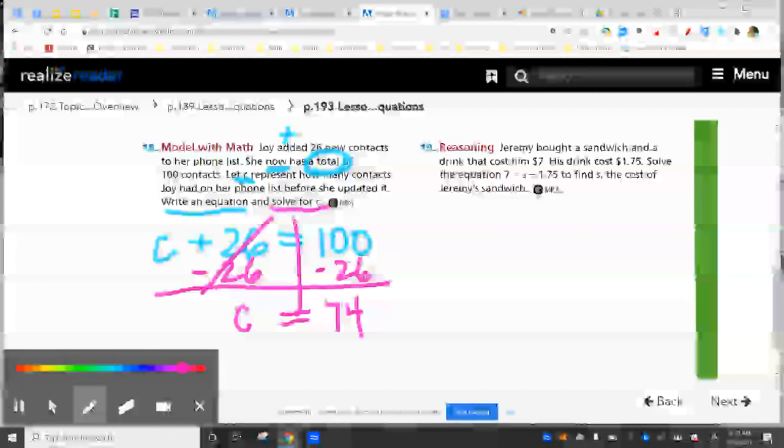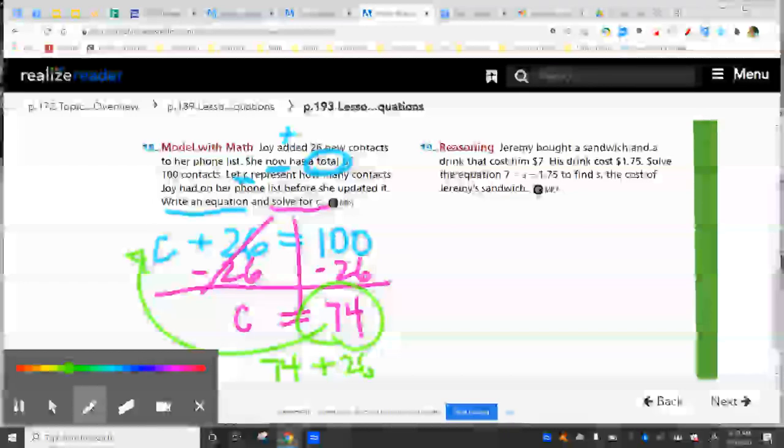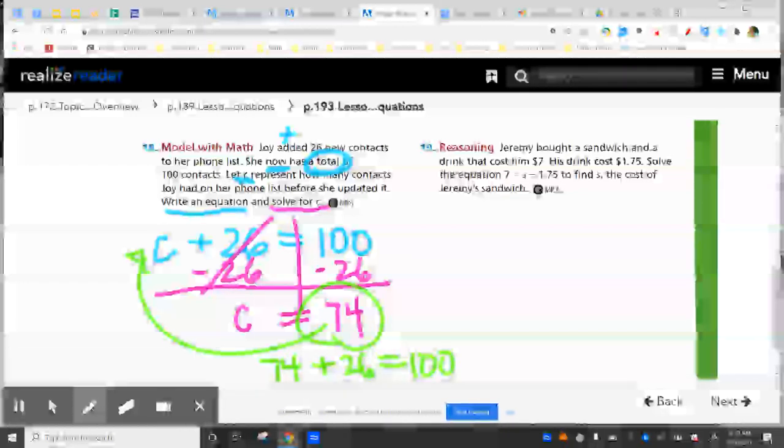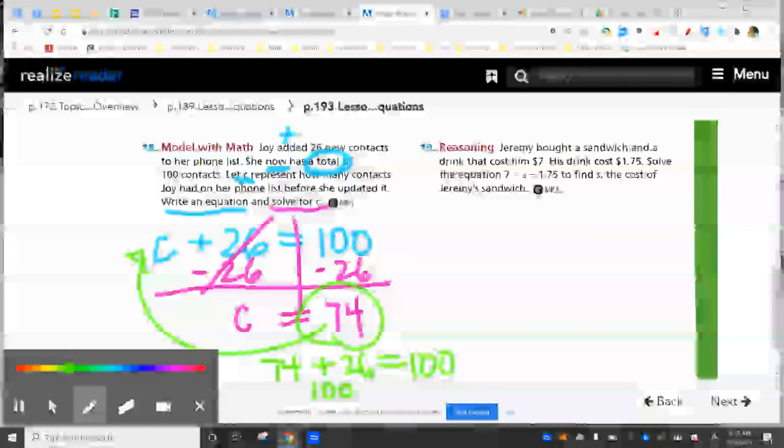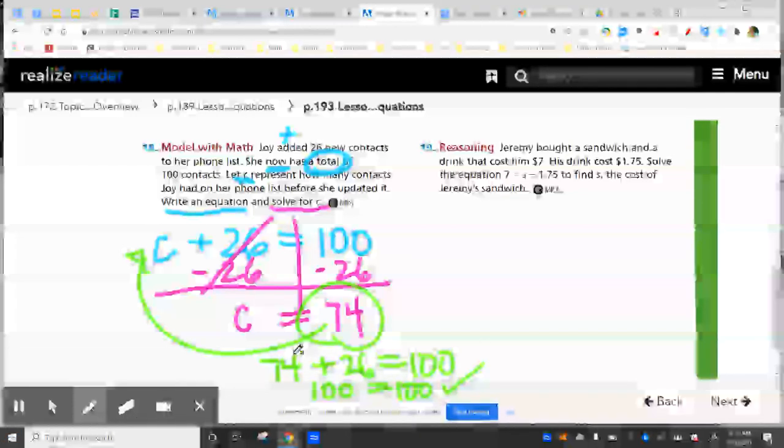Last step in equation solving is to substitute and be sure your answer is right. So you would take this 74, substitute it back in here for C, and make sure 74 plus 26 is equal to 100. 74 plus 26 does give you 100. That's supposed to be equal and balanced to 100. So check, that is your step to make sure that 74 is your correct answer. So we solved for C. She originally had 74 contacts in her phone.